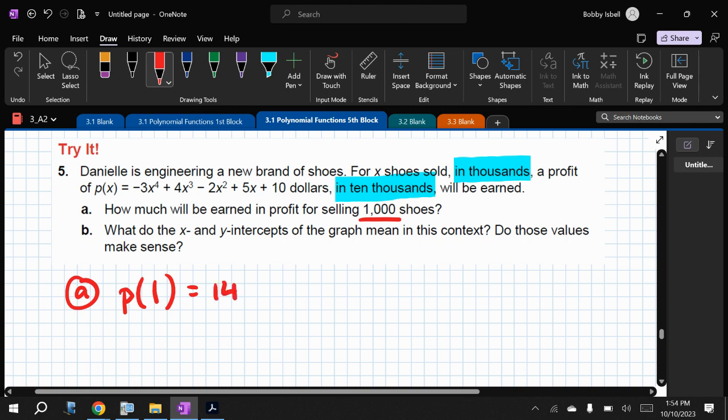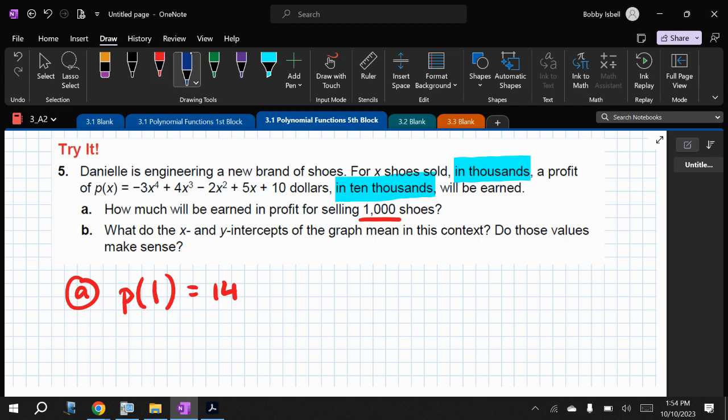Okay, what does that mean for our profit? Profit would be 14 times 10,000, right? What is 14 times 10,000? $140,000. That's a nice profit.